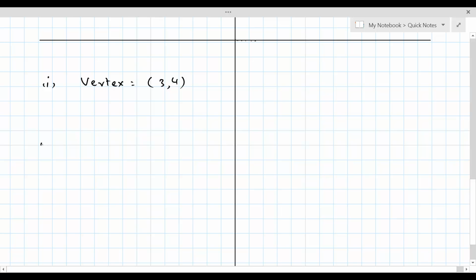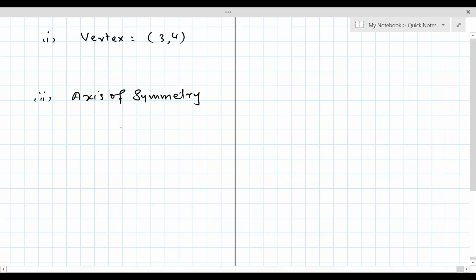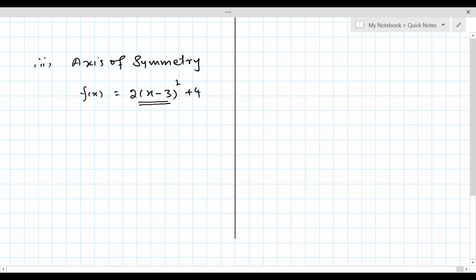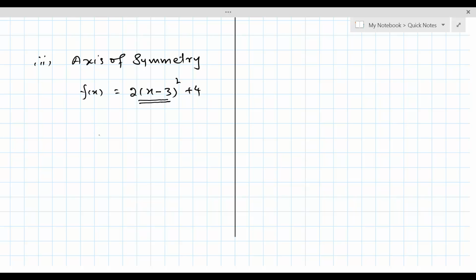And number 2, axis of symmetry. Axis of symmetry is where the square term is equal to 0. So what was the square term in f of x equal to 2 into x minus 3 whole square plus 4? This is the square term. If we put it equal to 0, that will give us the axis of symmetry.